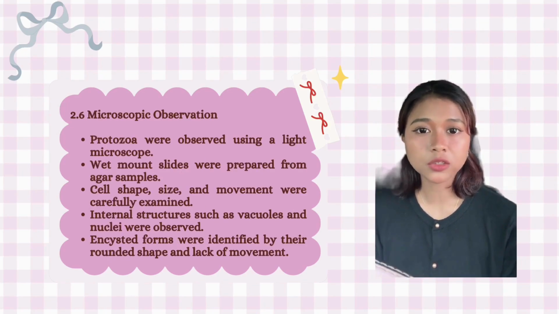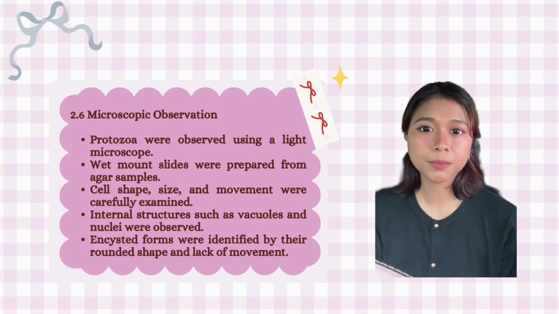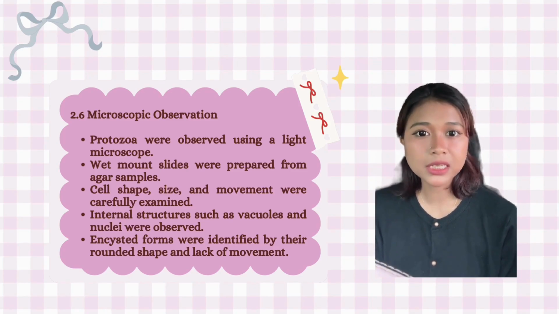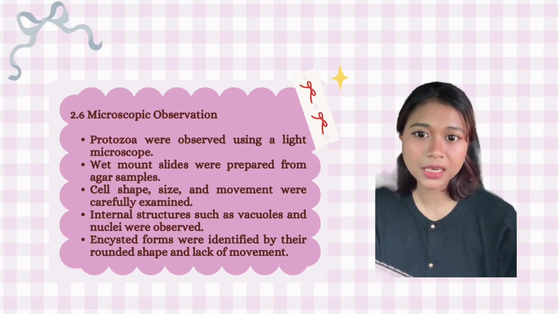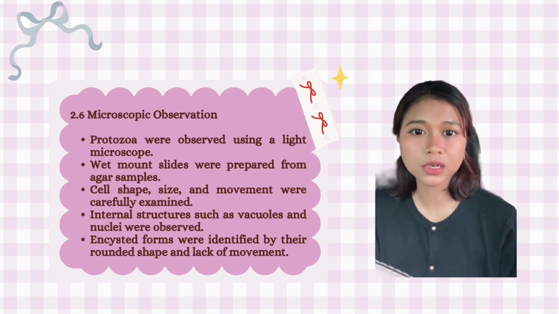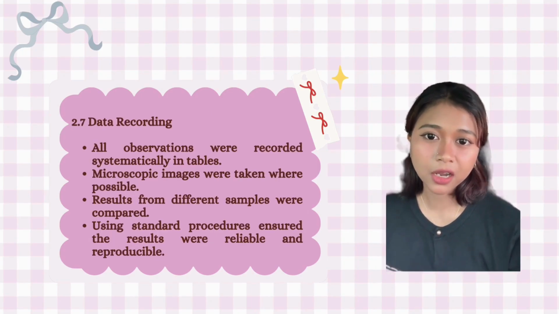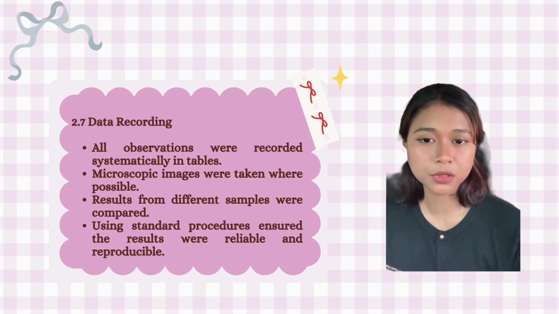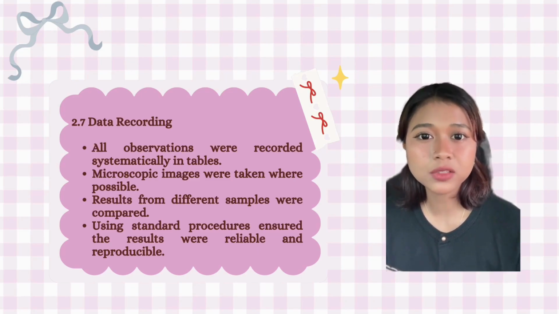The next one is microscopic observation. Protozoa were observed using a light microscope, and wet mount slides were prepared from agar samples. Cell shape, size and movement were carefully examined, and internal structures such as vacuoles and nuclei were observed. The last one is data recording. All observations were recorded systematically in tables, and microscopic images were taken where possible. Results from different samples were compared, and using standard procedure ensured the results were reliable and reproducible.